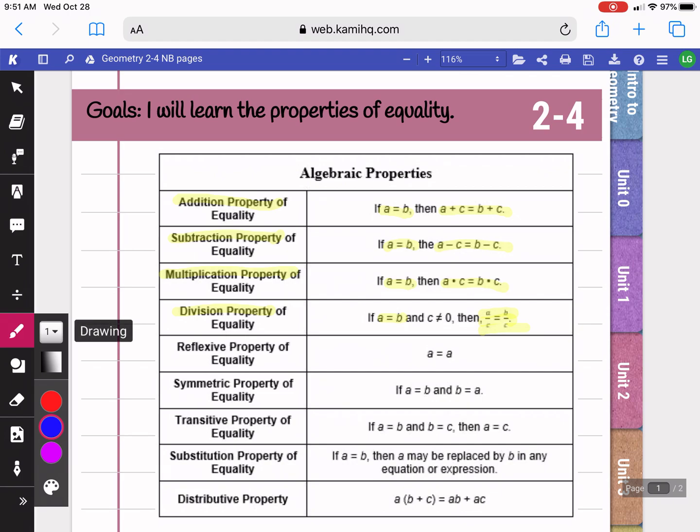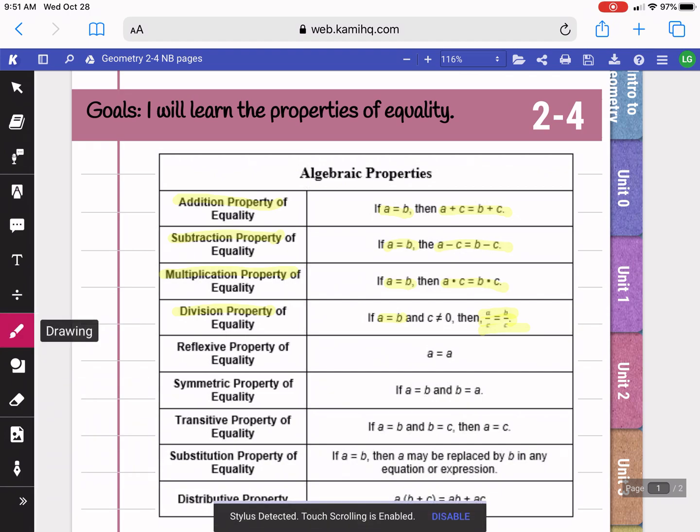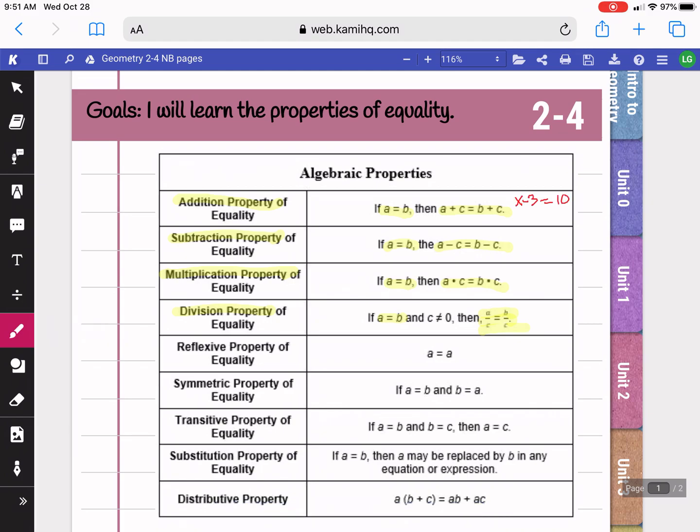So it would be like if you were to have an equation, let's say x minus 3 equals 10. When you add 3 to both sides, you're doing the addition property of equality. And then you end up getting x equals 13. So there you're using the addition property. For example, if you were to have like 6x equals 12, when you divide both sides by 6, you're using the division property of equality to get your answer x equals 2.